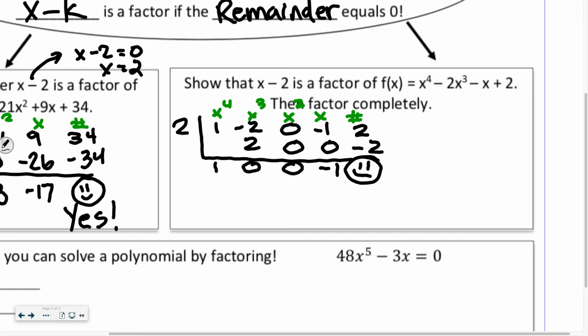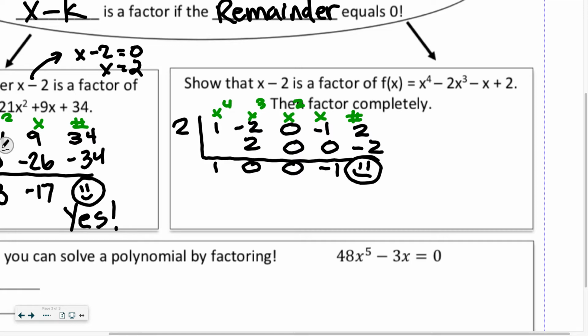That's supposed to be a smiley face. It looks a little stern. But he is excited. He's just concerned because he knows there's more in the problem. I'm scared too. Me too, little 0. Okay, so we have shown that it's a factor, right?